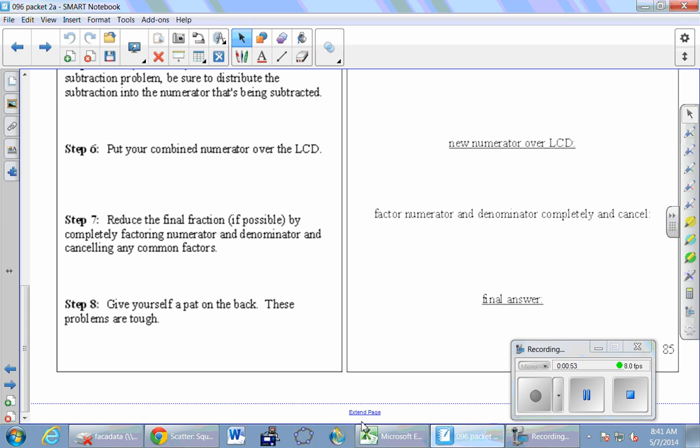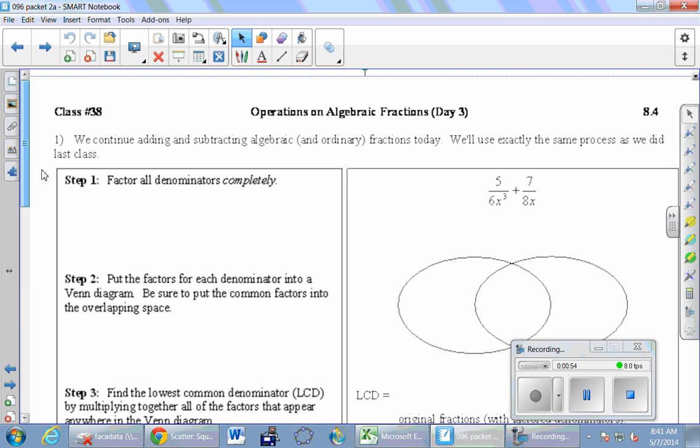Okay. So on page 85, we're going to see stuff that looks familiar because the problems today are just harder versions of the ones from last class. We're going to be adding and subtracting fractions today, same as last time. So first problem here is 5 over 6x cubed plus 7 over 8x. Step 1 for each of these is to factor all those denominators.